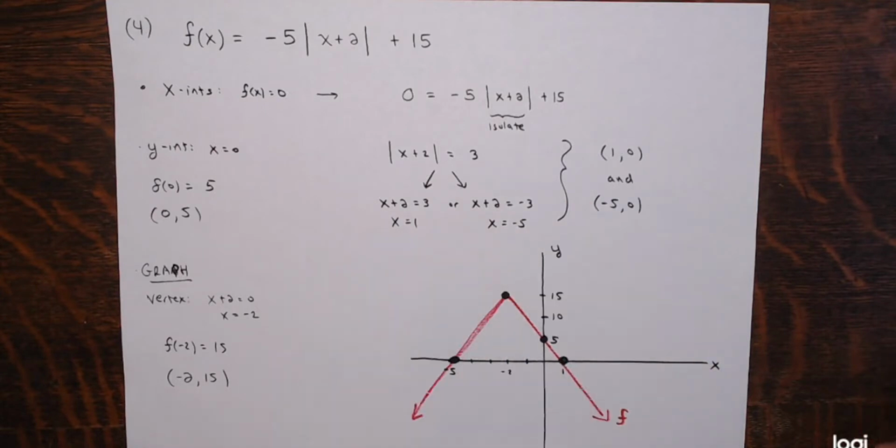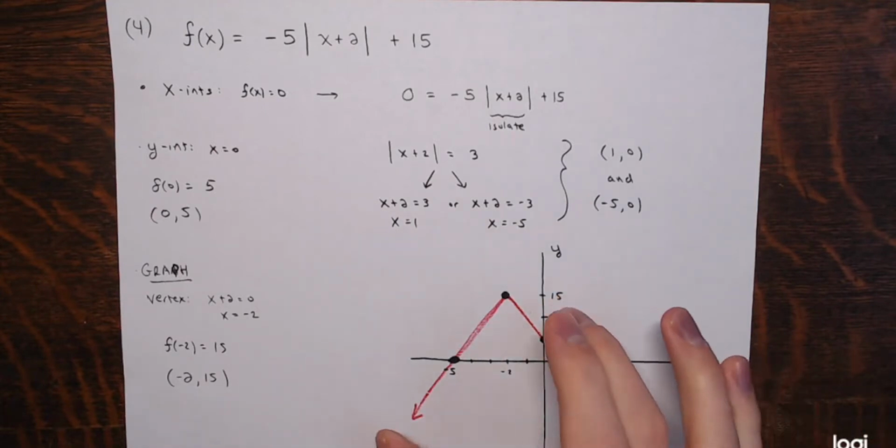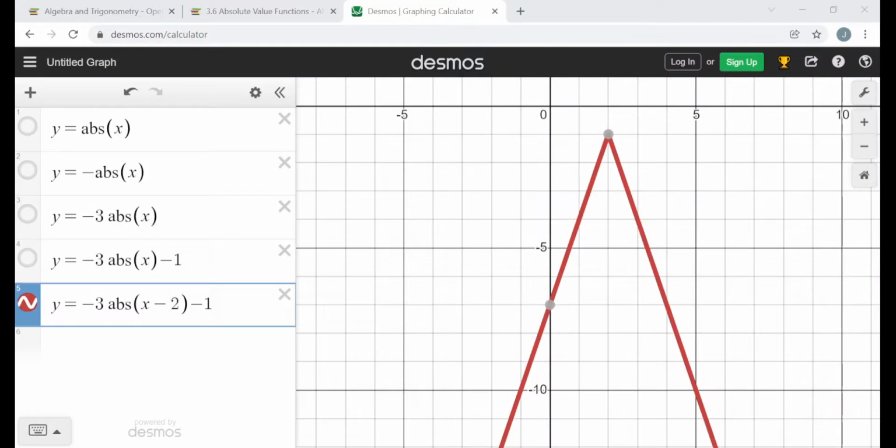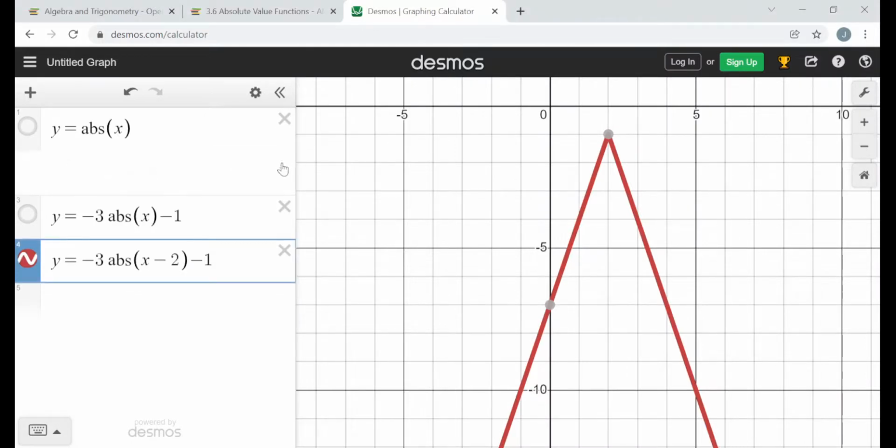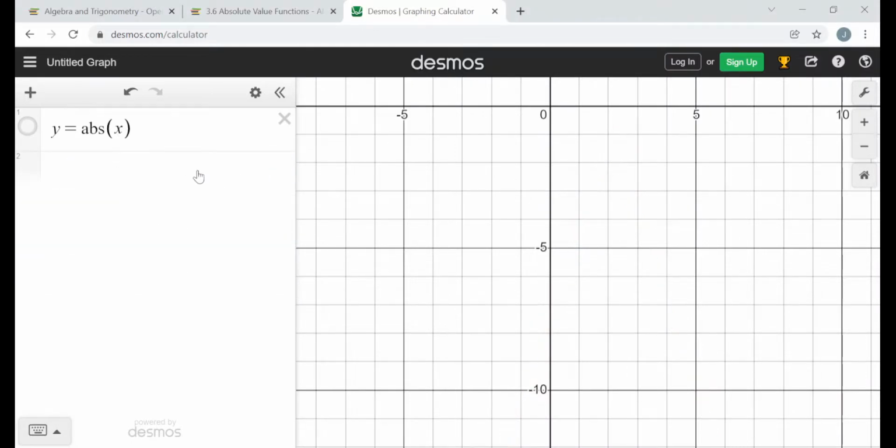All right, now let's go test. Let's go verify our solution. Let's go back to the Desmos site here, and I'm going to enter the graph of the function they gave us. Right, that was f of x equals -5 times the absolute value of x plus 2, and then plus 15.